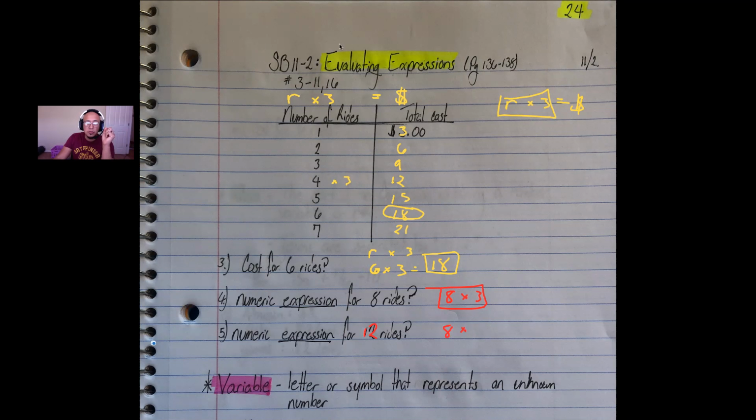No. I am so sorry. That's going to be the number of rides, which is 12. And again, times 3. Now, if you notice in each one of these problems, it's always times 3. It's always times 3 because no matter the ride, it's always going to be $3. That's the cost for everybody.